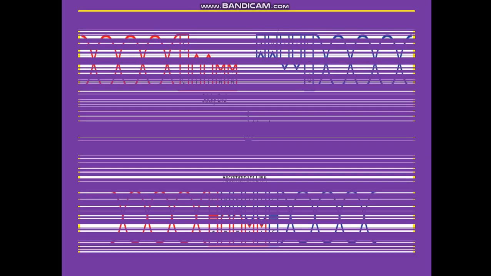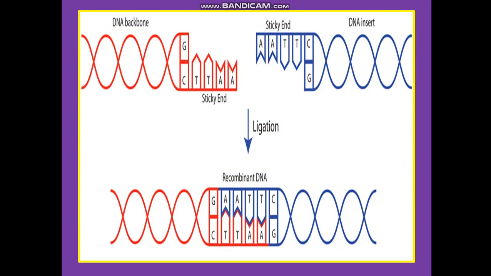Let's understand something more about the sticky ends. See here what I have shown in this diagram. This is a DNA backbone, one DNA, and this is the DNA insert. DNA insert, I told you, is the DNA of interest which we want to be incorporated into the host DNA.